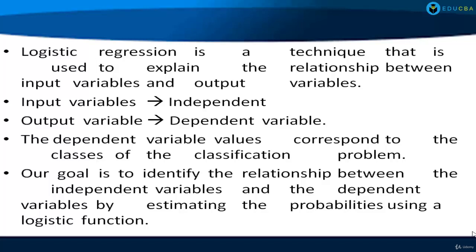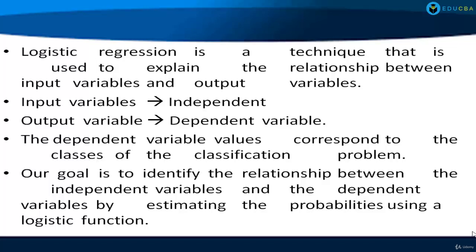So what are our input variables? Those that you have taken as an input in your program or in your algorithm. And output variables are those variables which denote the output of the algorithm. Now input variables are independent variables because they're not depending on any data or something like that, and output variables are termed as dependent variables because they are depending on our input variables. The dependent variable values correspond to the classes of the classification problem. So your dependent variable values will correspond to the classes.